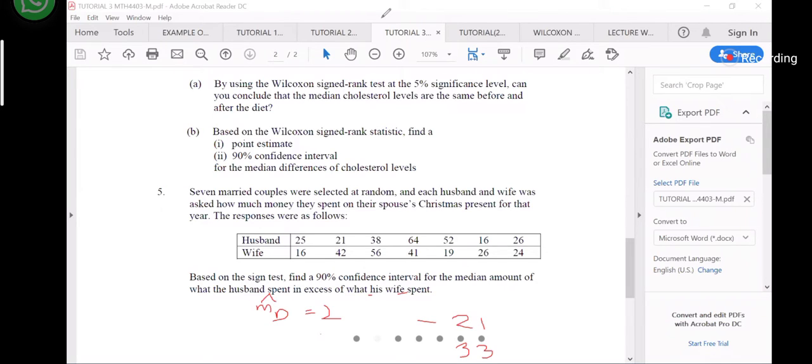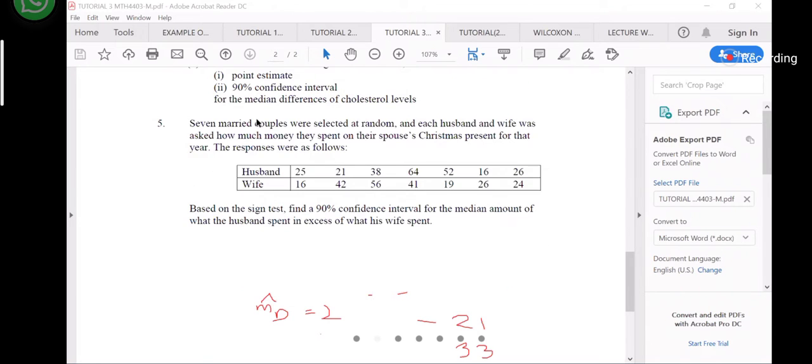Now here I want to highlight: if I do not mention whether to use Fisher or the Wilcoxon signed rank test, I prefer you to use the Wilcoxon signed rank statistic. Why? Because it is more efficient compared to the Fisher. Any questions here? No questions.